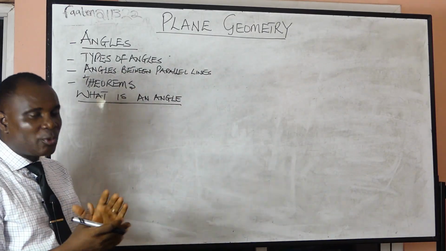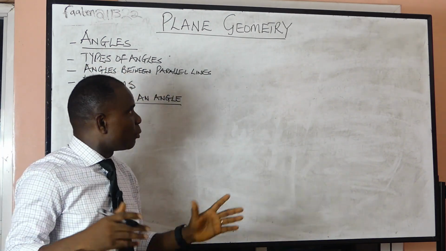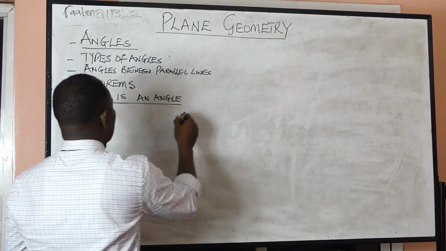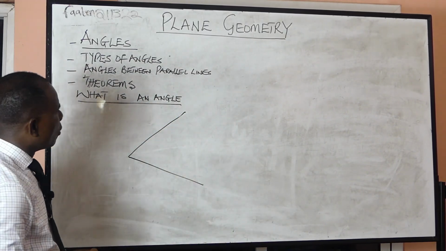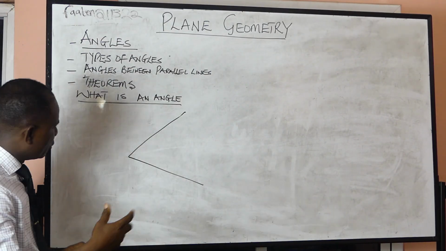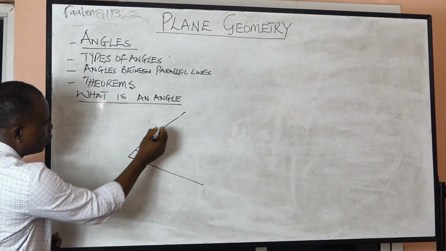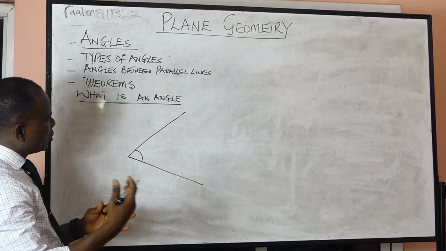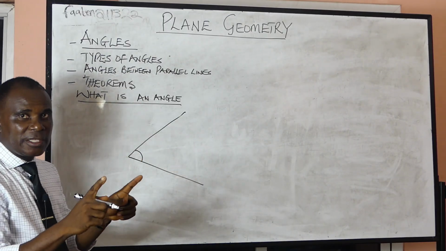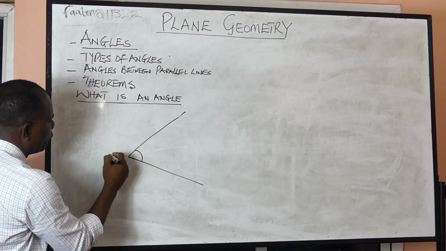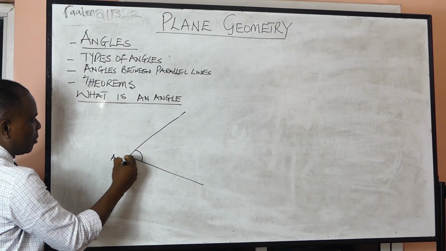So let's keep going. The first thing we want to look at is what is an angle. When you look at two lines, the space between the two lines will be classified as an angle. In other words, we want to look at the space between two intersecting lines. When the two lines intersect, they form an angle, and these two lines meet at a common point called the apex.